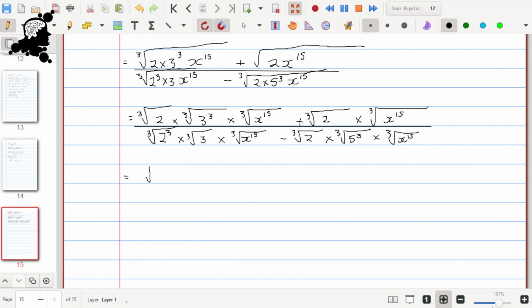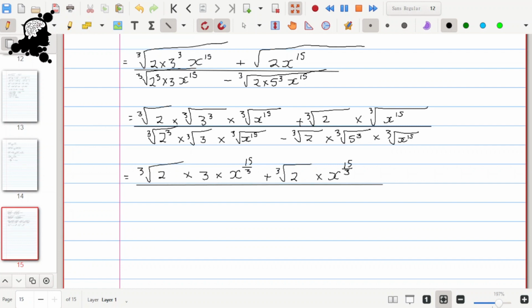The cube root of 2, I'm going to leave this as the cube root of 2 times the cube root of 3 to the power 3 will give me 3. The cube root of x to the power 15 is x to the power 15 divided by 3. Plus, 2 is already a prime number, this I leave as it is, times x to the power 15 over 3.